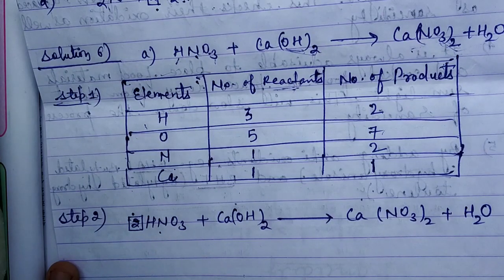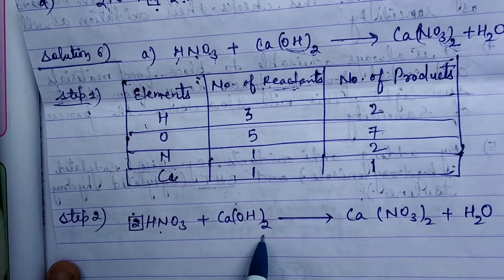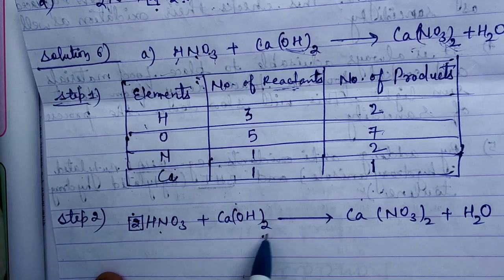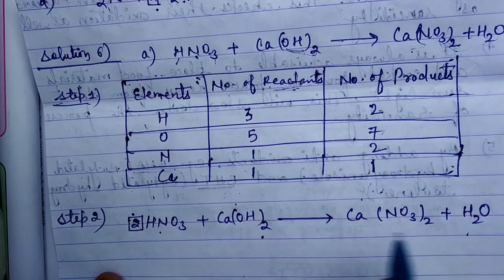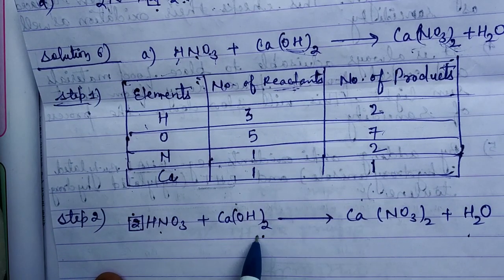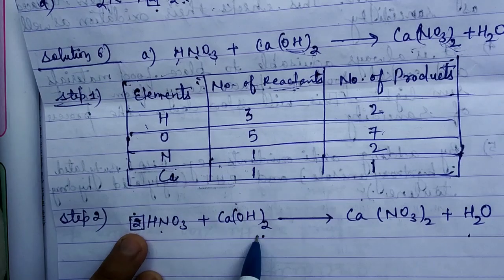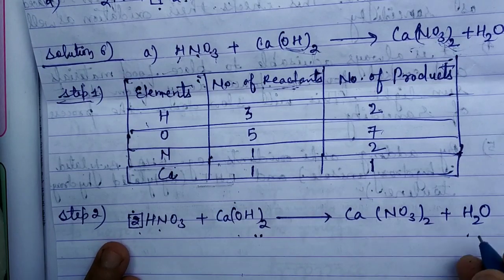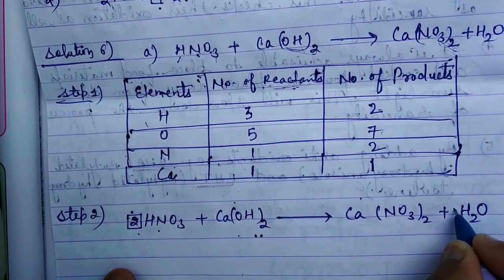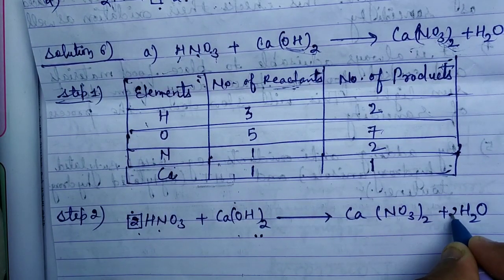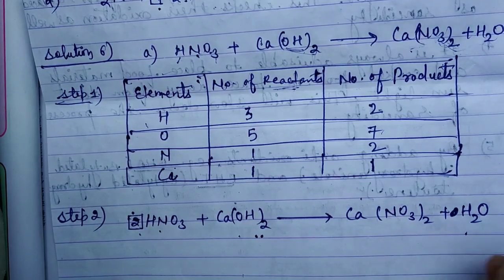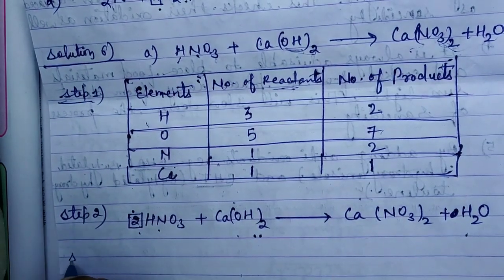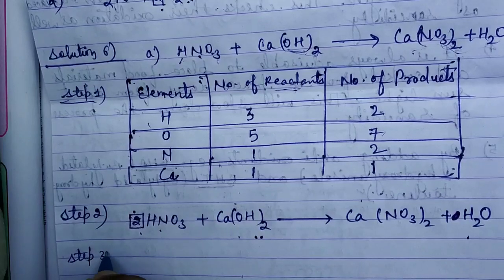Now equate the number of hydrogen atoms on both sides. Hydrogen is 2 here and also 2 here, on both sides 2. So here it is 4, sorry, 2, 2, 4. So we will put a coefficient of 2 here. This will follow the third step. Step 3.